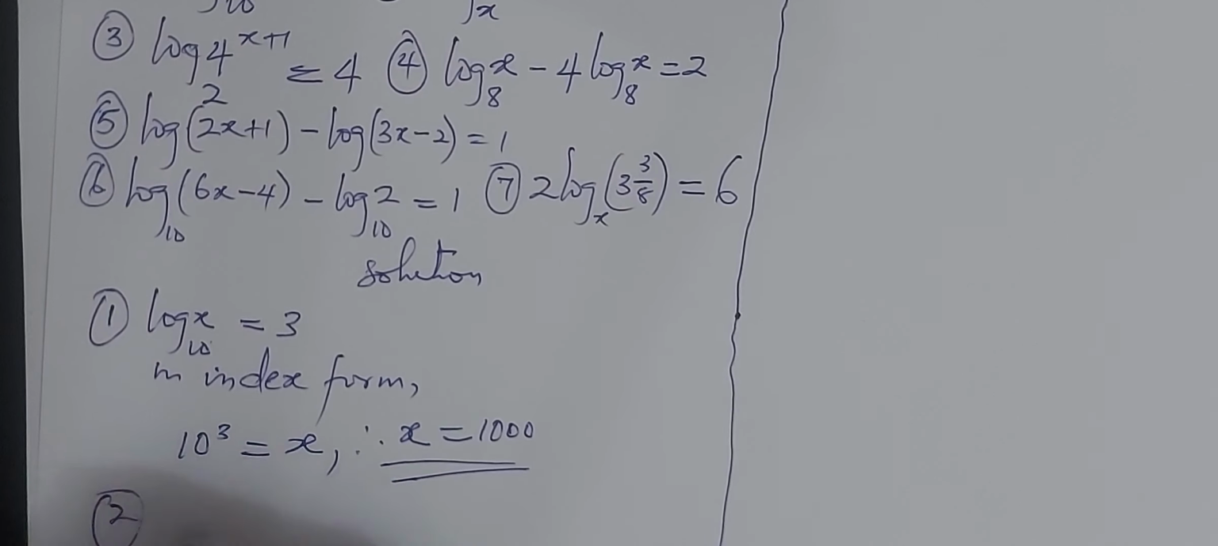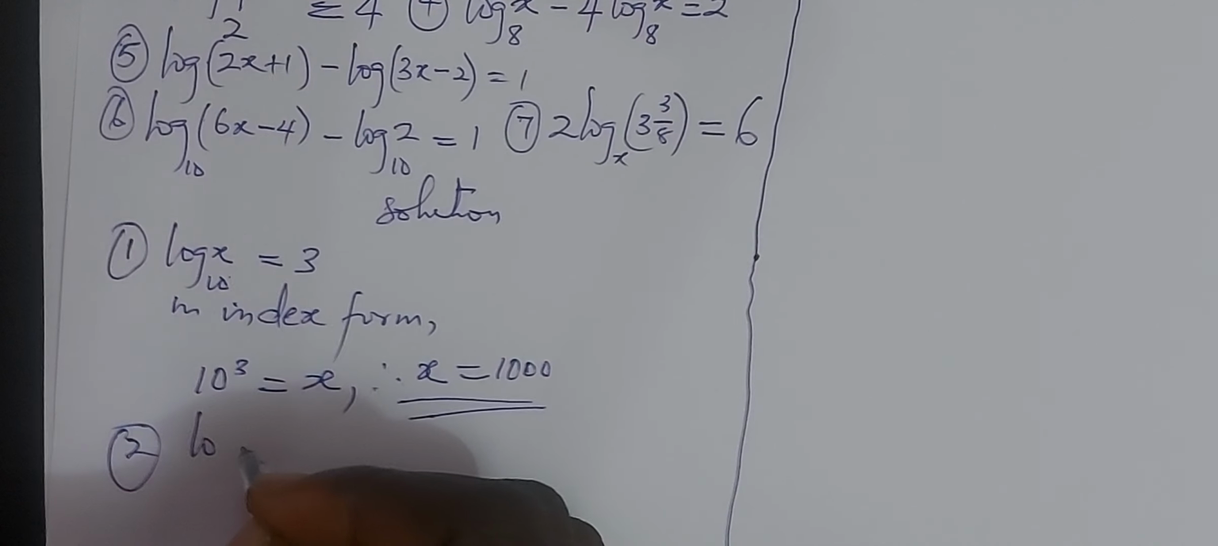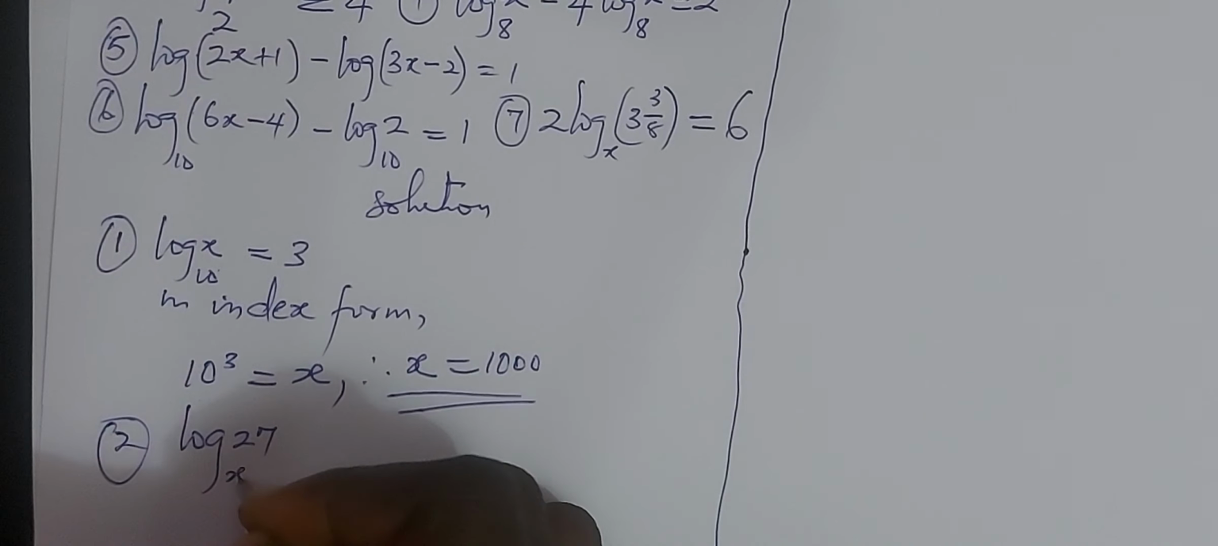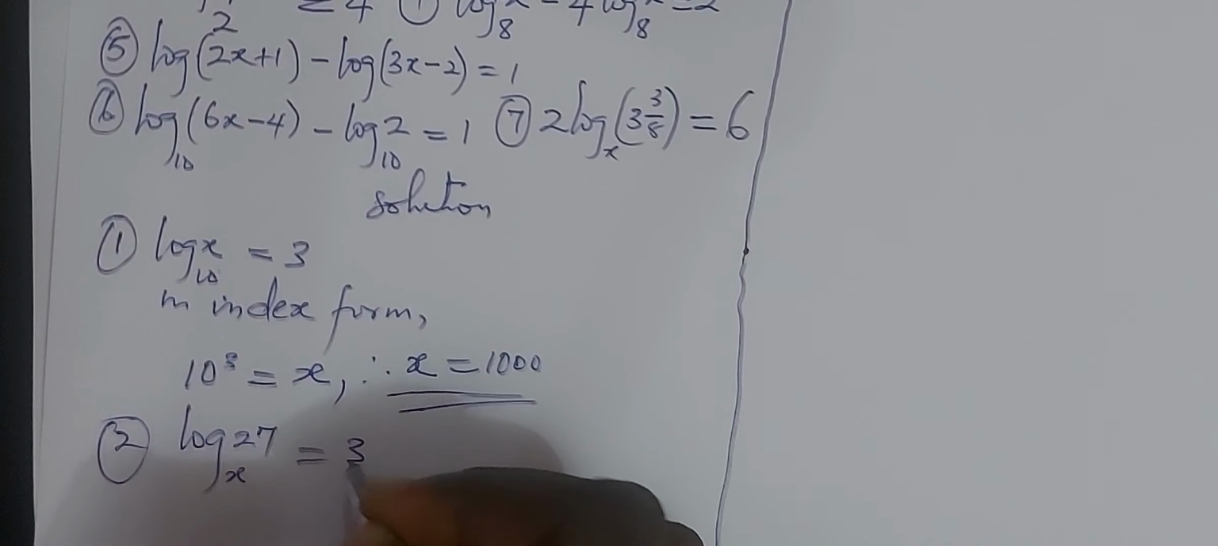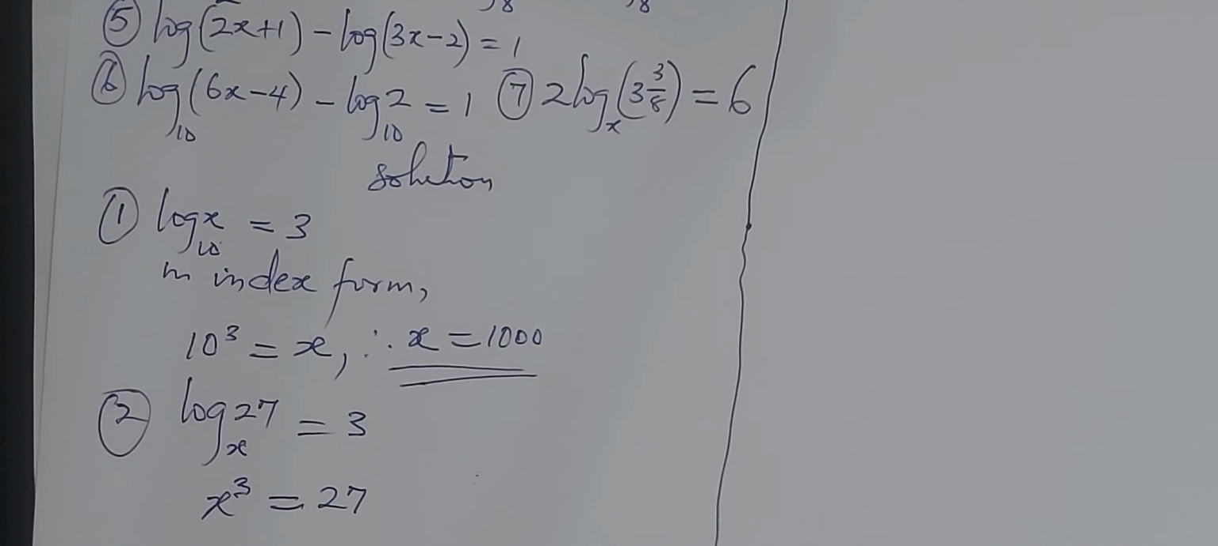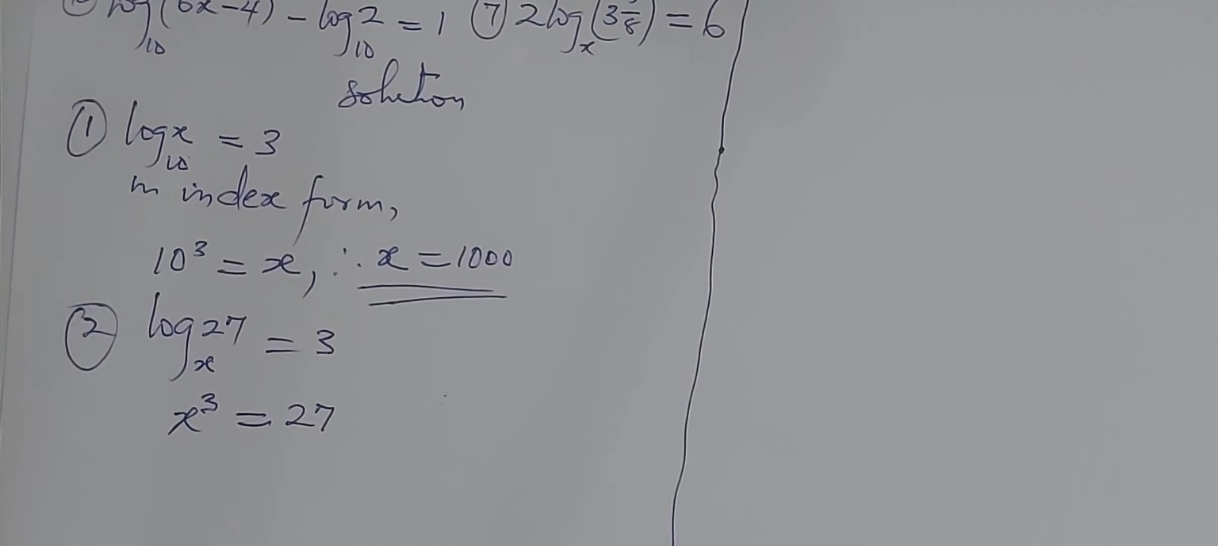Number 2, we have log 27 in base x equals 3. What is x? Like I told you, if you change it into index form, it will be x raised to the power of 3 equals 27. The 3 becomes the power of the base, and everything is equal to the number. So that is how we solve.